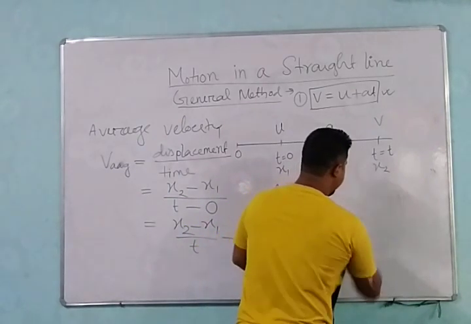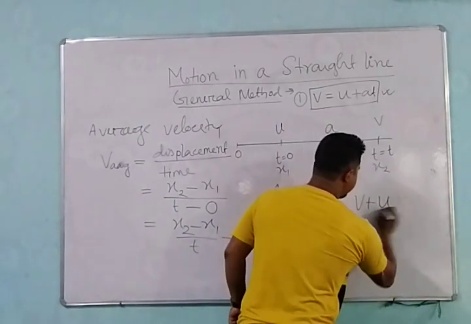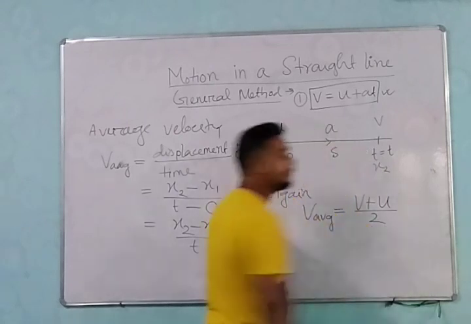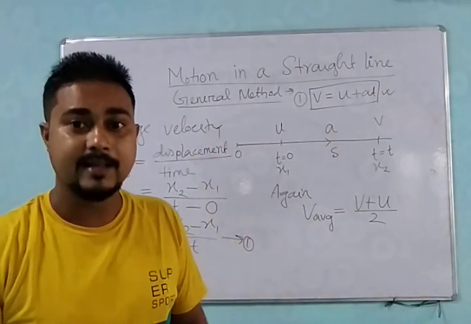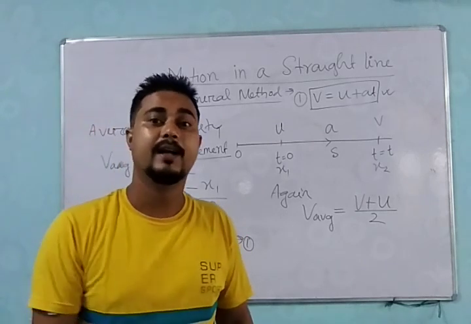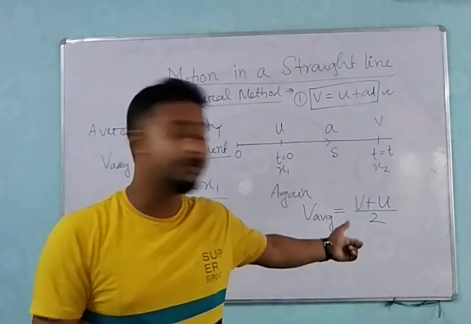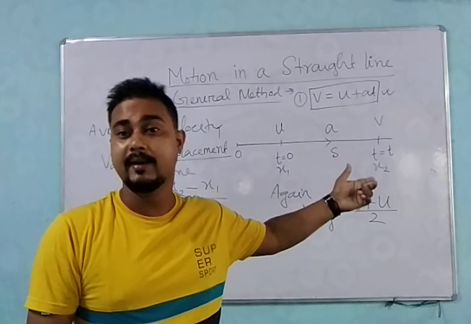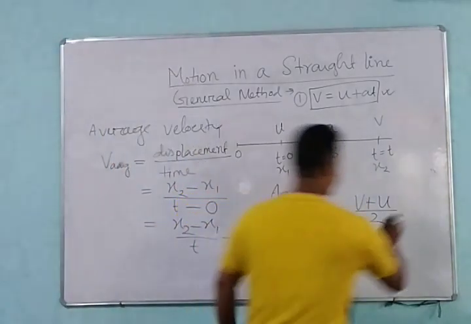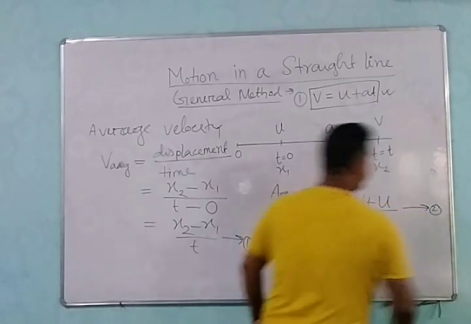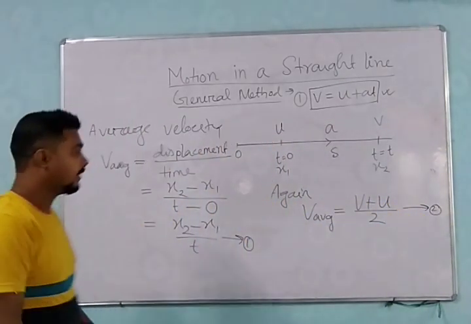we can write here it is like v plus u divided by 2, the summation of the final velocity and the initial velocity, divided by 2. Then also we will get the value of the average velocity. So this is equation number 2.